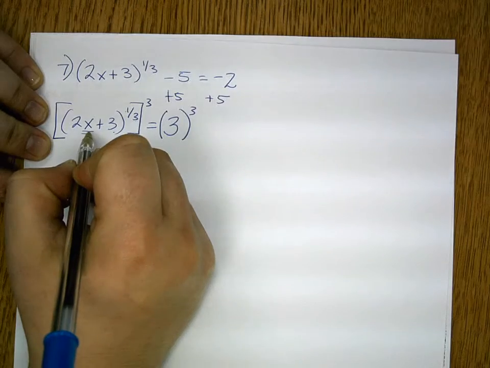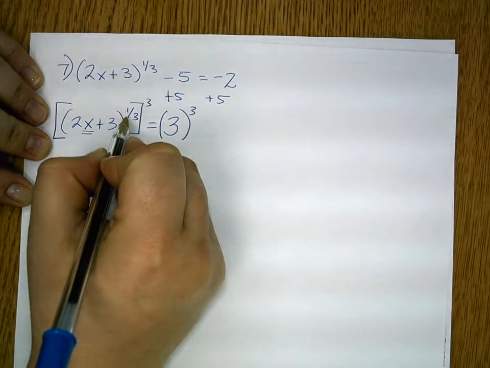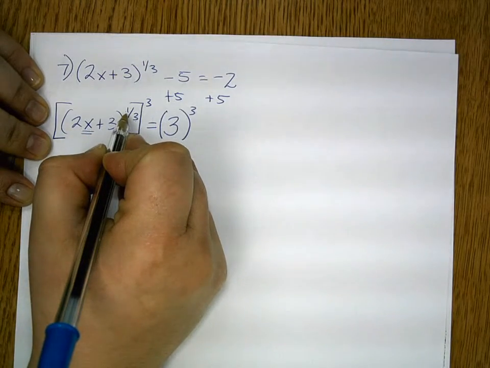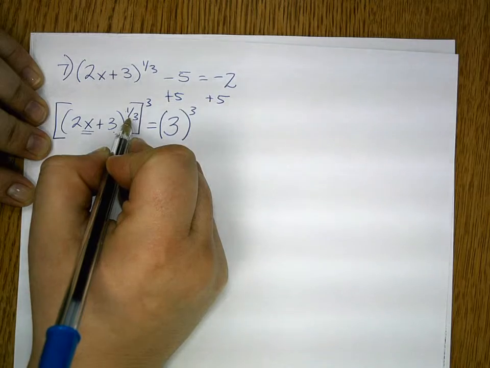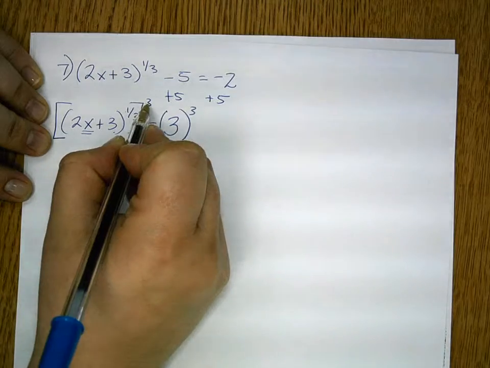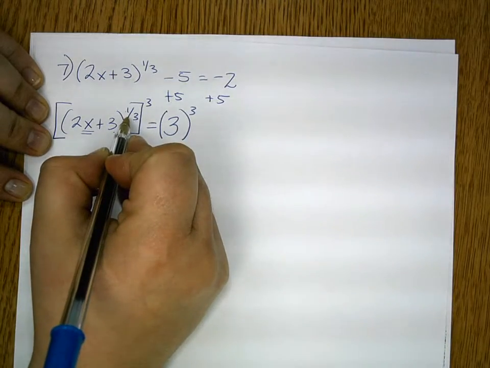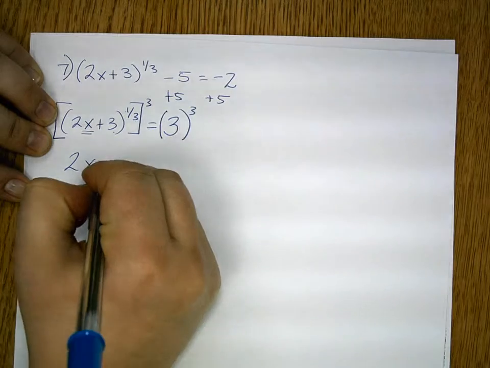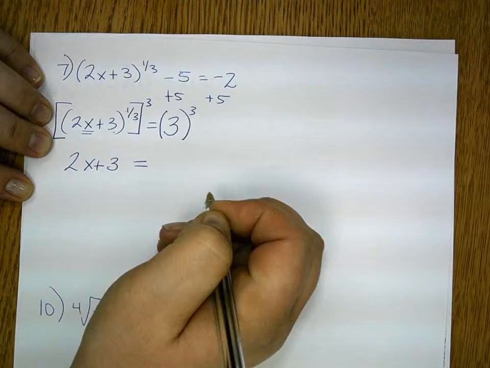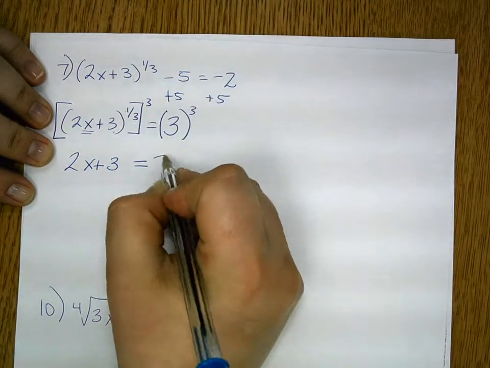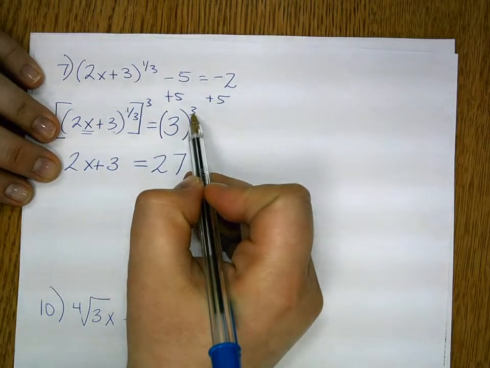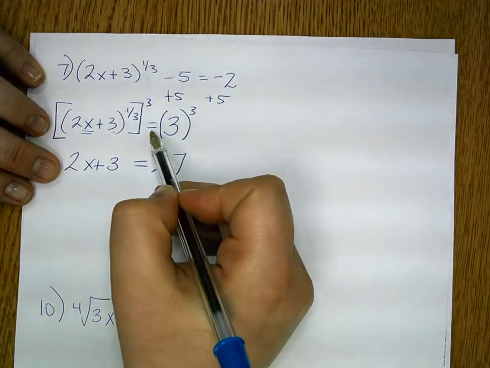That's really the goal. But in order to do that, you have to make the exponent of this entire expression 1. And in order to make 1/3 equal to 1, you have to multiply by 3. The power rule: take a power of a power, multiply the powers, and that's going to be equal to 2x plus 3 to the 1. Now, this is going to be 27. You have to do the same thing to both sides in order to maintain equality.